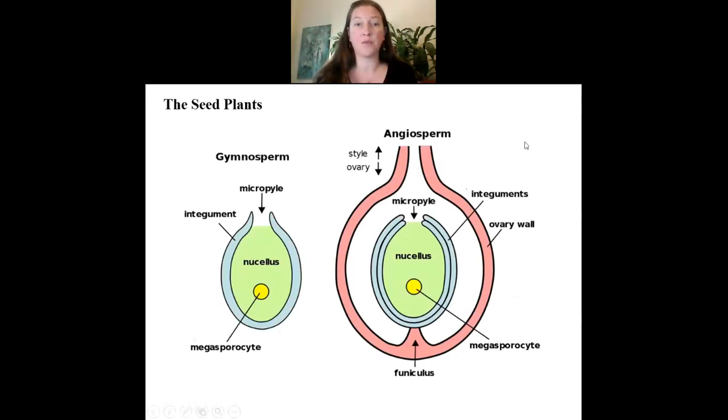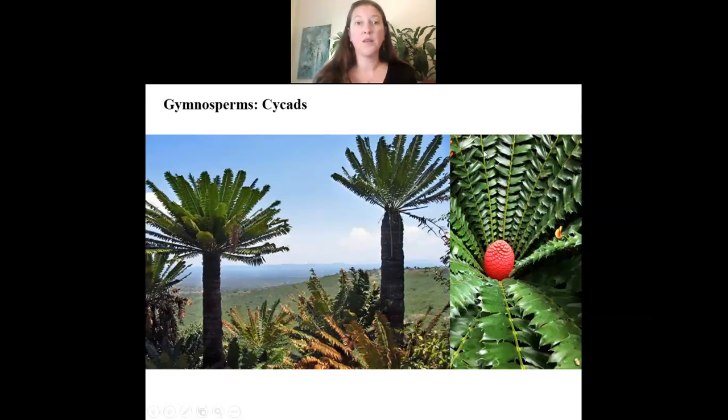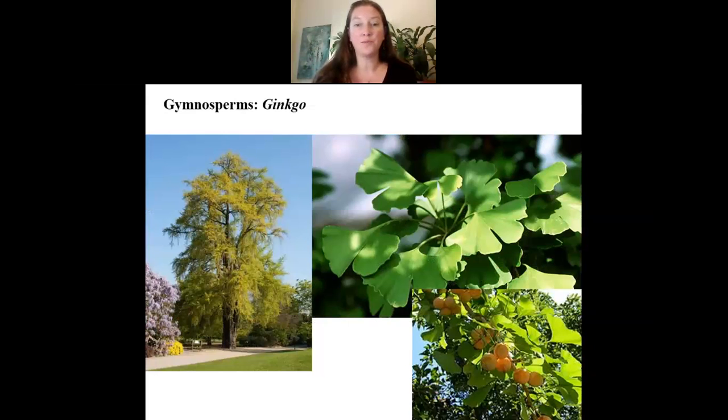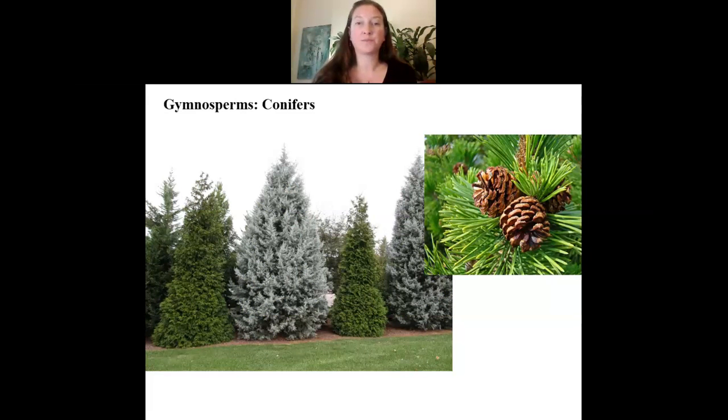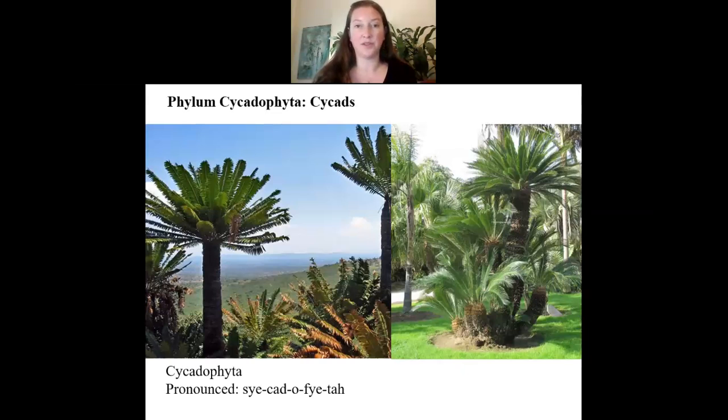We've seen this schematic before, but this is just showing you the differences. The blue thing on the left is the ovule of the gymnosperm, and the red thing on the right is the ovary of the angiosperm with the ovule inside, protected. So today we're going to talk about gymnosperms: cycads first. This is just a quick picture of cycads, then ginkgo, and then conifers. So let's talk about the cycads first.